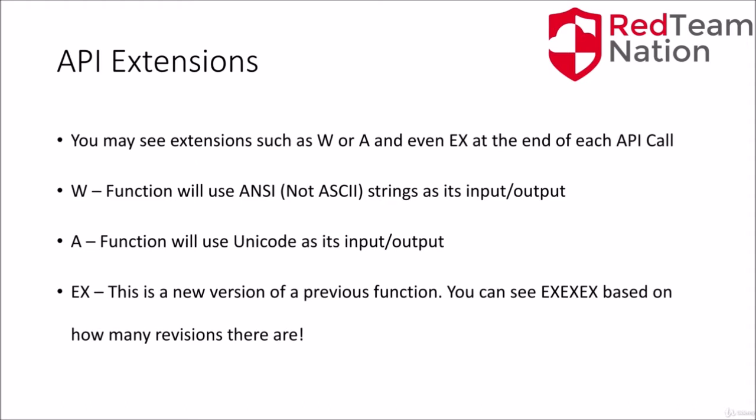Now with EX, that's normally a new version of a previously built function. For backwards compatibility, you'll still have the original, and then if there's a new version, you'll have EX, and if there's a new version of the new version, you'll have EX, EX, and so on. It'll just continue on in that process, and I've seen a few with EX, EX, EX, EX. So keep in mind, it's just a newer version, and sometimes you might want to use the older version over the newer version, and the documentation will normally tell you what the differences are between them.